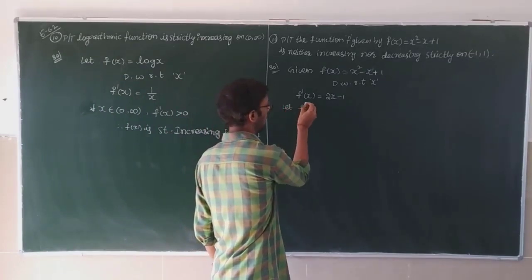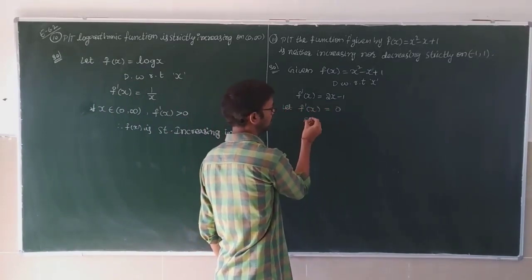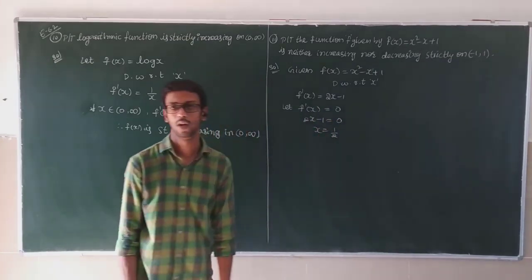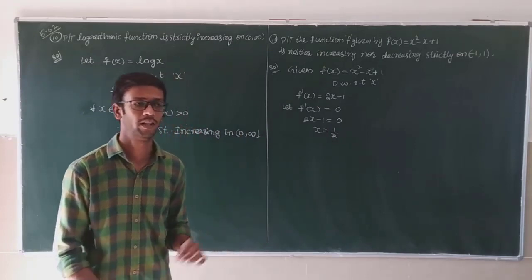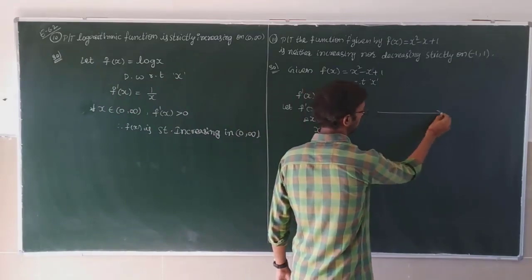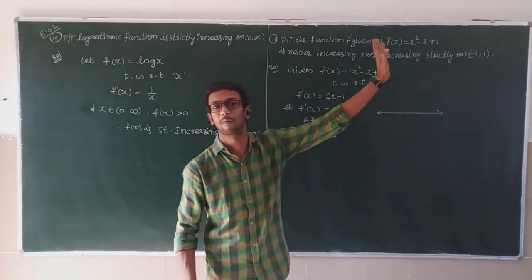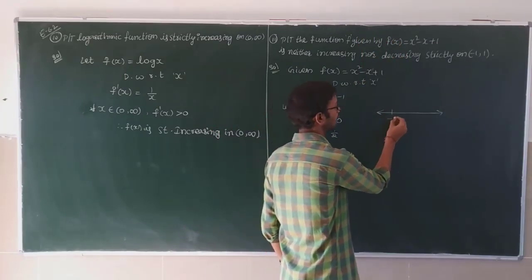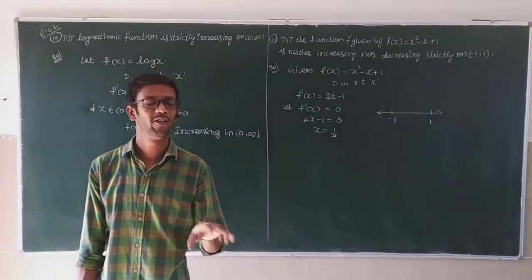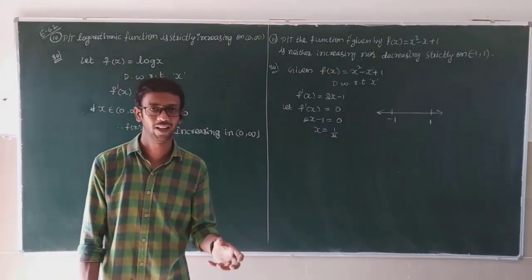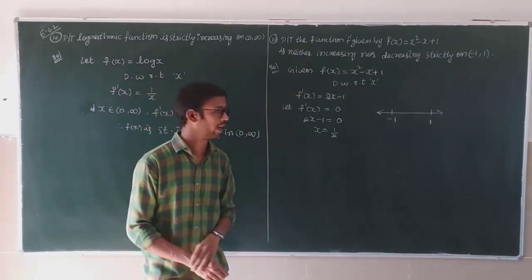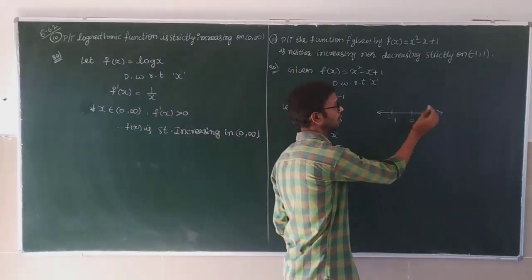Let f dash of x be equal to 0. 2x minus 1 is equal to 0 means 2x is equal to 1, x equal to 1 by 2. So, take the real line. Real line is not needed here. Here an interval is given, so take just minus 1 comma 1. In previous problems they didn't give any interval, so that time you have to take the real line. If an interval is given, only that interval you have to take. So 1 by 2, that is nothing but 0.5.